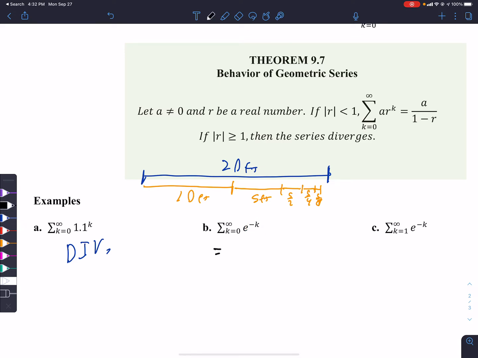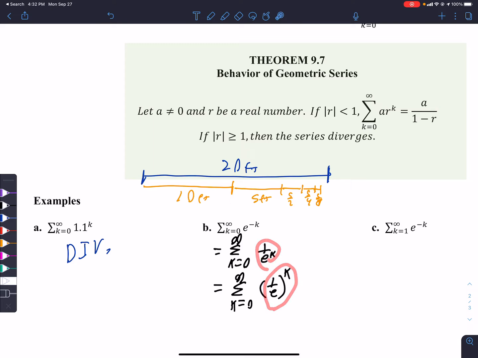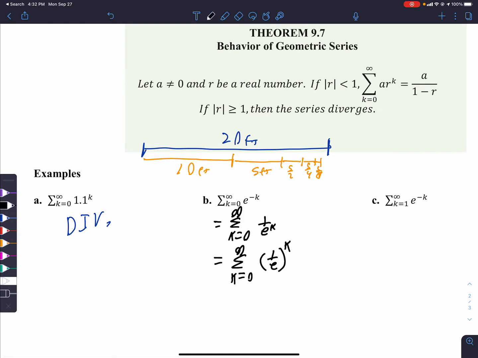We need to rewrite this in a way that is geometric. Geometric would be this, but that's still not geometric because technically it should be some number raised to the k power, and that's 1 over a number to the k. So now we can rewrite this one more time, and it's going to make sense. I'm going to put this in parentheses raised to the k. Now hopefully you are convinced that that is equivalent to that. So this is my r, which is less than 1, to the kth power, so I have a geometric. And to find the sum, when k is 0, what value am I going to get?